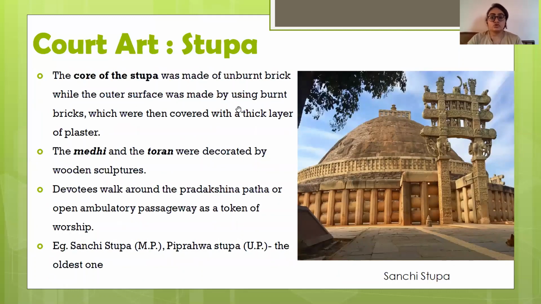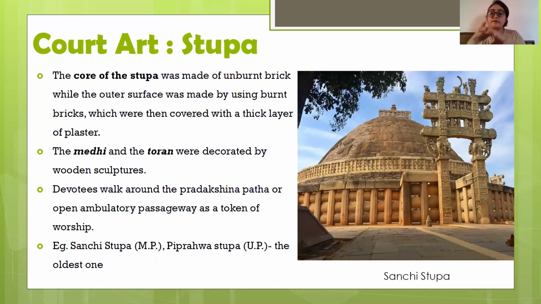Now, the core of the stupa was made of unburnt brick, while the outer surface was made using burnt bricks, which were then covered with a thick layer of plaster. Understand? The core of the stupa, the innermost part, was made of unburnt brick, that is pure clay brick. Then these unburnt bricks were covered with an outer surface, which was again made of burnt bricks.